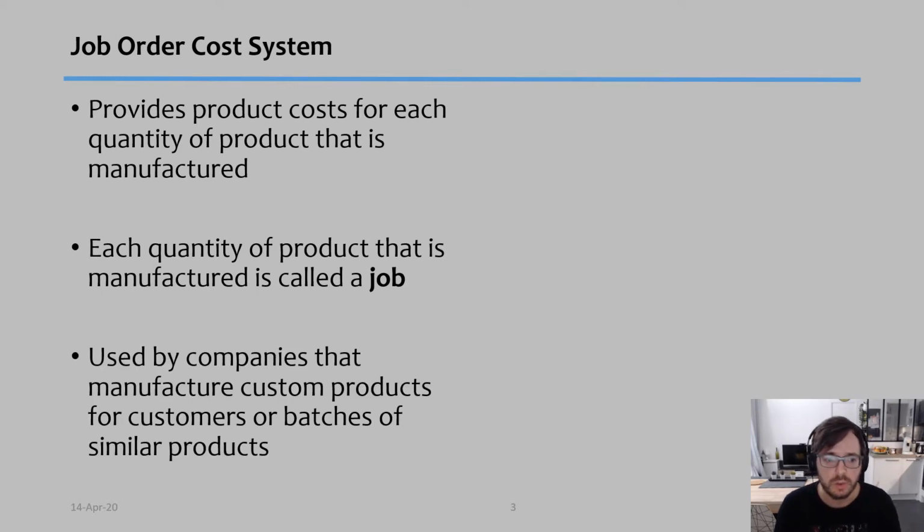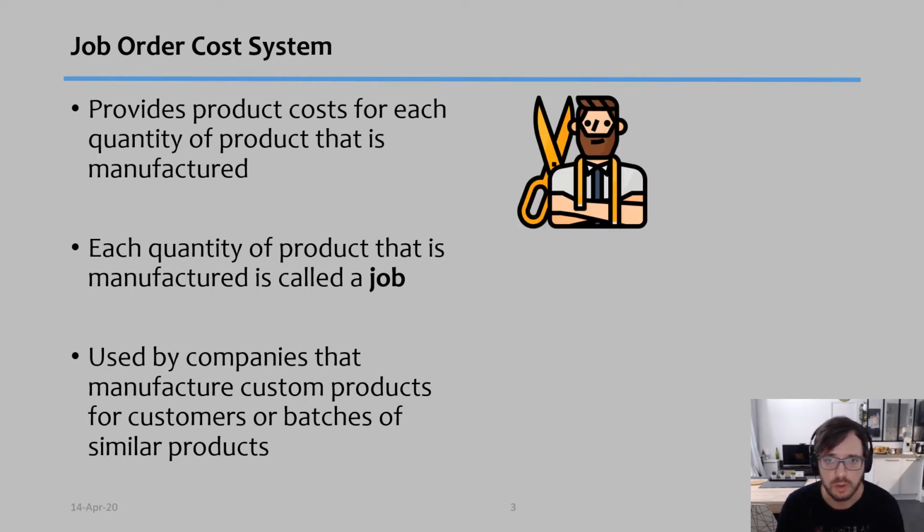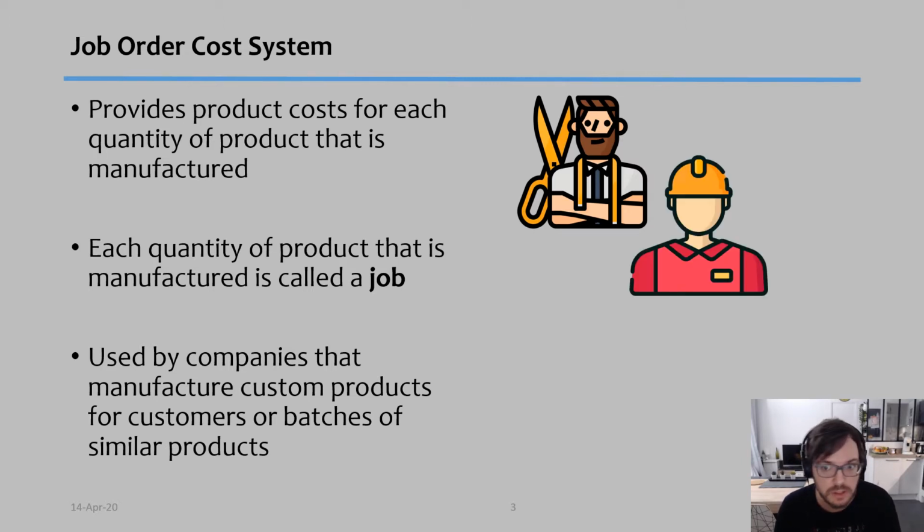Okay, so this is used by companies that manufacture more custom products for customers or batches of similar products, and there are many examples of that. For example, tailors would use this system since all the products they make are customized and therefore they produce their things in batches. Construction projects obviously as well, because every construction project is different from others and therefore is also generated as a batch.